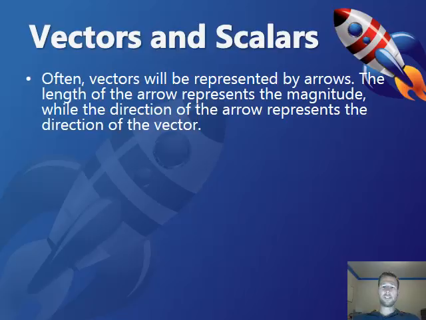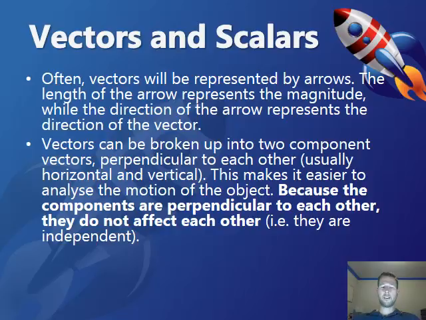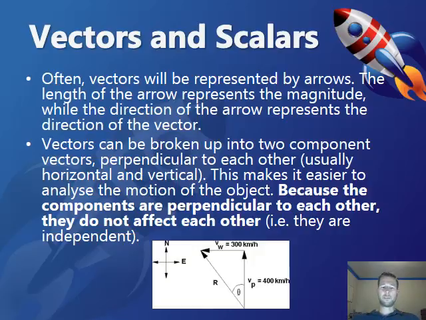Vectors will often be represented by arrows, with the length of the arrow representing the magnitude of the vector quantity and the direction representing the direction of the vector. Vectors can be broken up into two component vectors. What this means is, by looking at that diagram below, we have a vector which is labeled R, and it can be broken down into two components. One is directly up and one is pointing to the left.